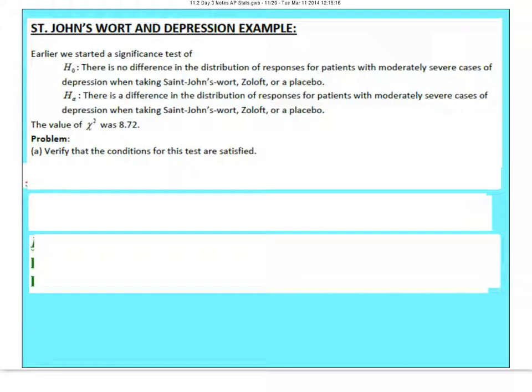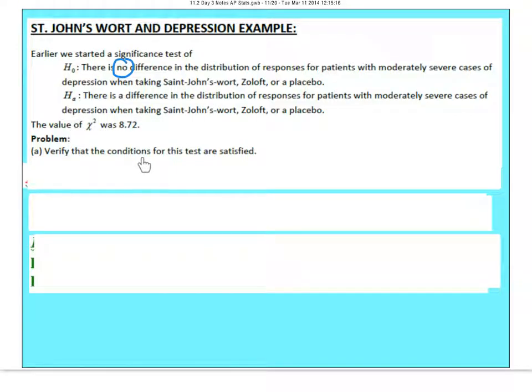Now let's refer back to the two-way table we had about using St. John's wort, Zoloft, or a placebo to help minimize depression. Earlier, we could have said that the hypothesis for that was H sub O, there's no difference in the distribution of responses for patients with moderately severe cases of depression when taking St. John's wort, Zoloft, or placebo. However, H sub A, we think there is a difference in the distribution. So the only difference here is using the word no for H sub O, as we don't in H sub A. Now they computed their chi-square statistic and got an 8.72.